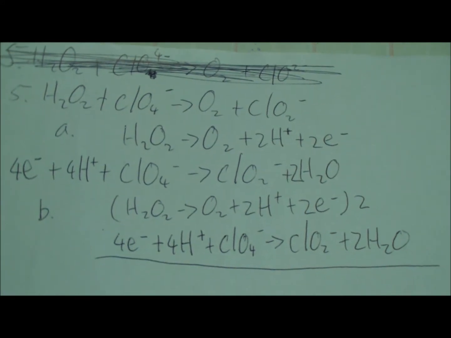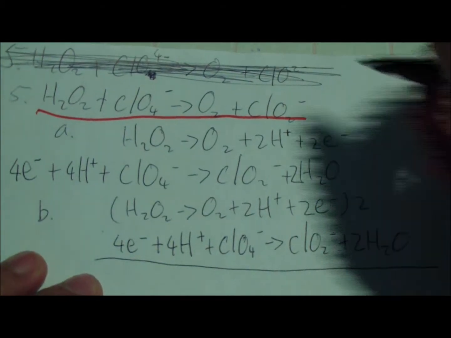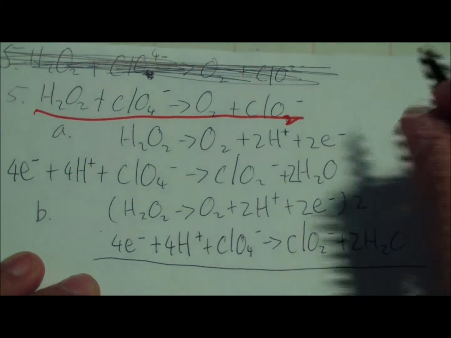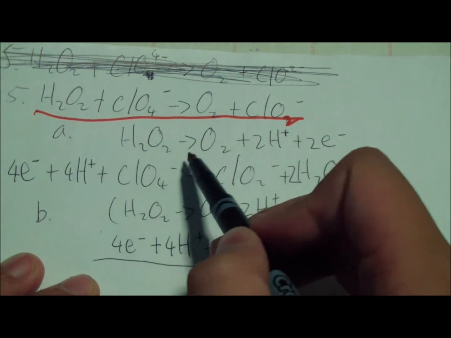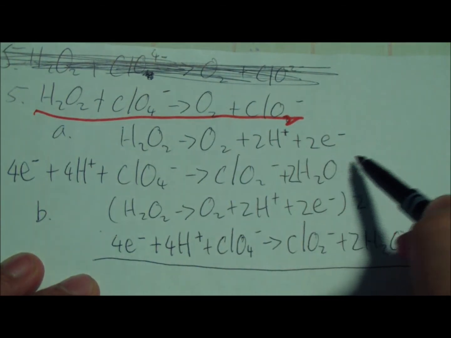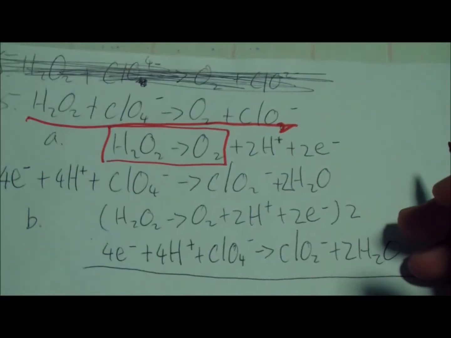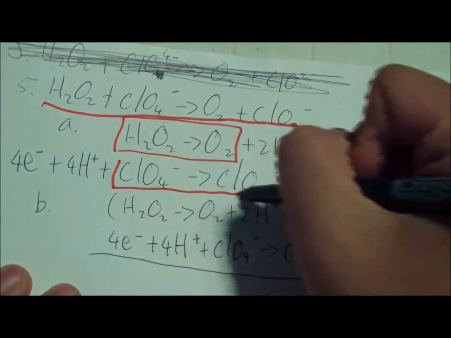Alright, time for number 5. H2O2, hydrogen peroxide, plus ClO4 minus goes to O2 plus ClO2 minus. Okay, part A. So H2O2 goes to O2 plus 2H plus 2e minus. Here is my half reaction. Two half reactions.